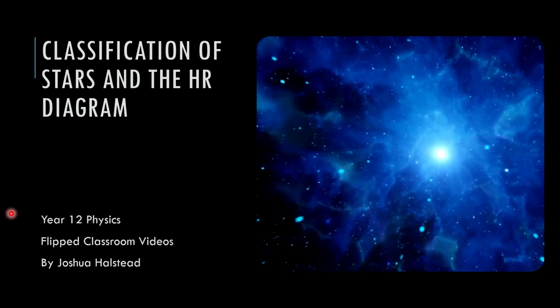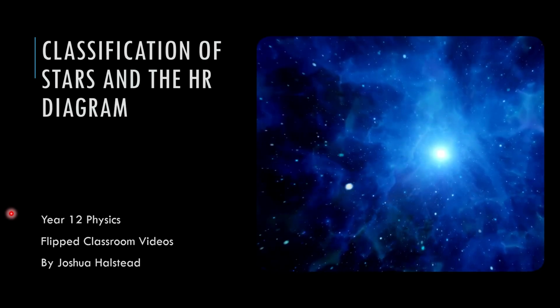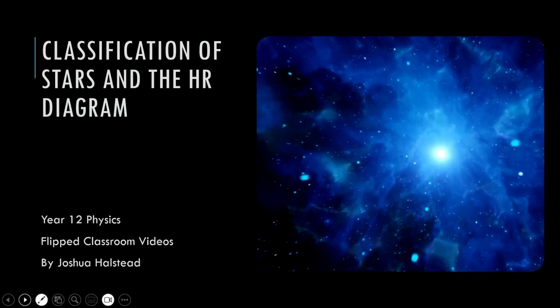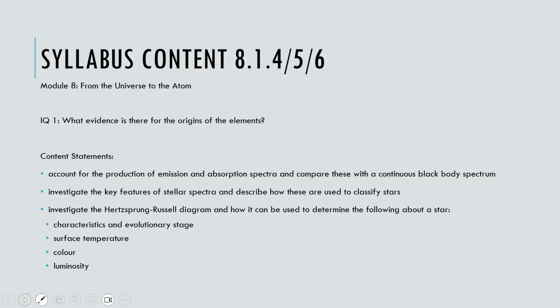G'day, in this video we're going to be looking at how we go about classifying different types of stars and plotting them on something called the HR diagram. This video unpacks dot points 8.1.4, 5 and 6. We're looking at the evidence that there is for the origins of the elements. Essentially, many of them come from stars.